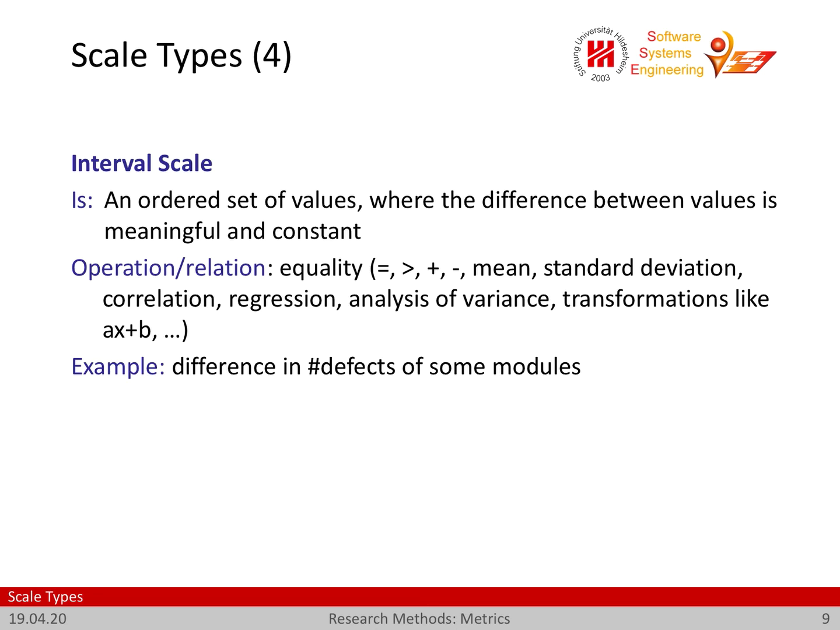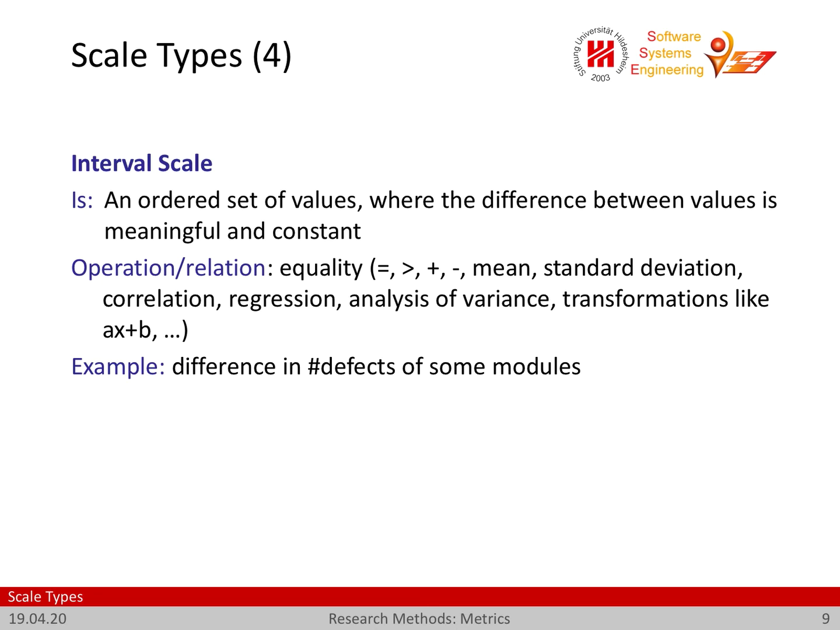For example, let's look at temperature. The difference between 1 degree and 2 degrees, you may not be able to state right away, but there's a physical interpretation of what that means. And in that sense, it's always the same difference between 1 degree and 2 degrees Celsius. It's the same as between 30 degrees and 31 degrees Celsius. So this is another example of an interval scale.